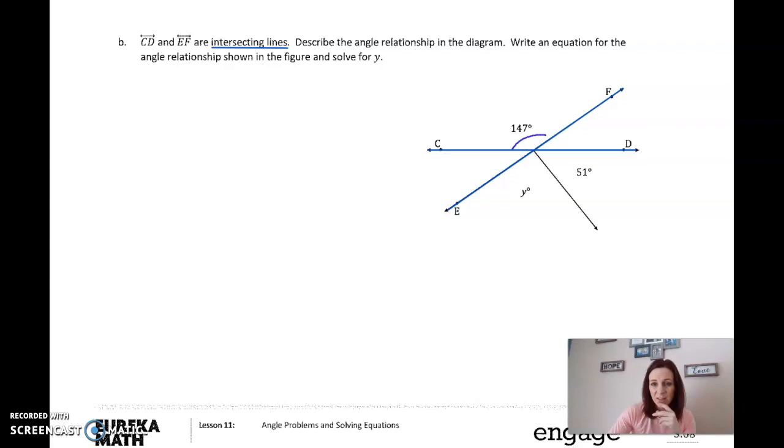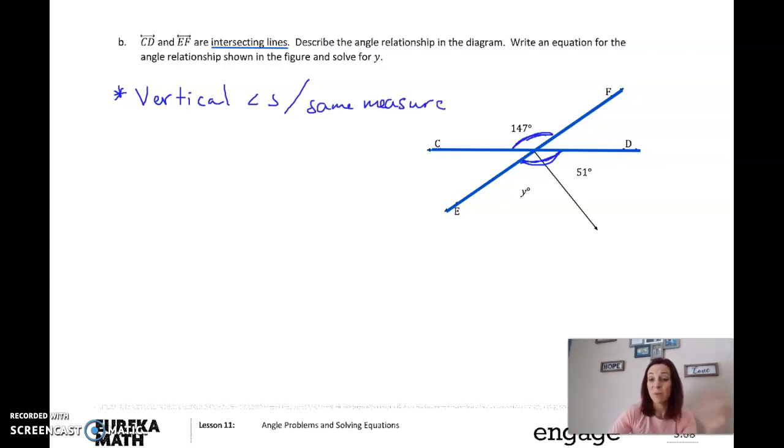Notice this angle and this angle are opposite each other. Again, I'll make it maybe a little thicker here. These lines right here, if they're intersecting, the angles across from each other are called vertical angles. Vertical angles have the same measure. Again, this is all coming from lesson 10.